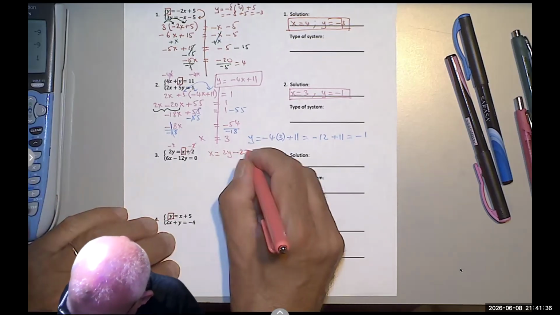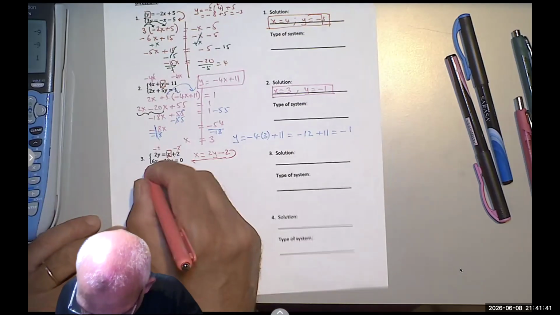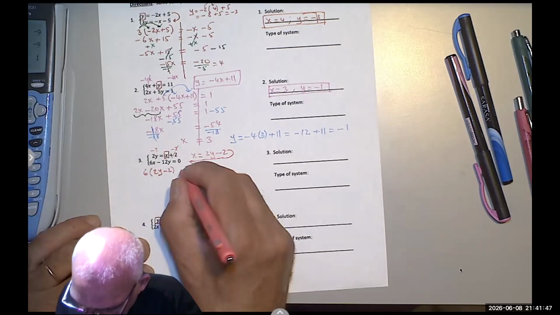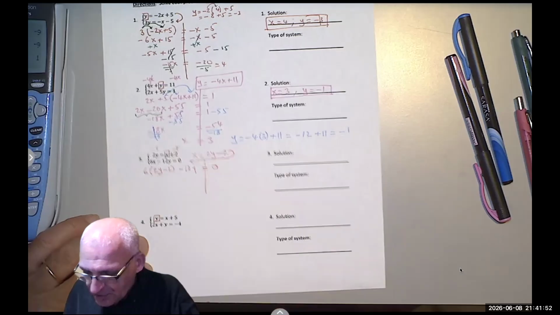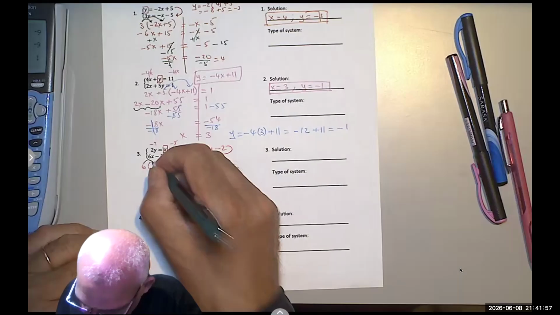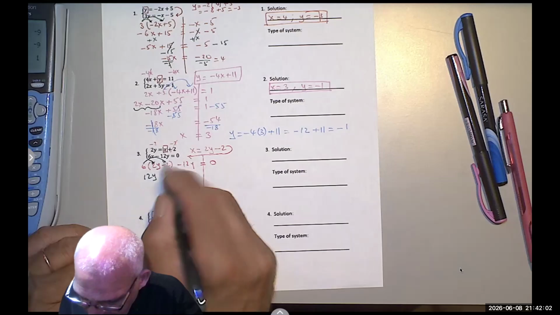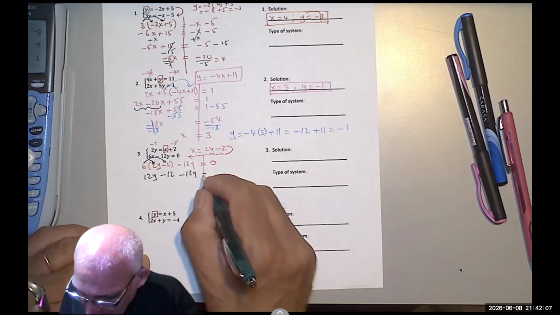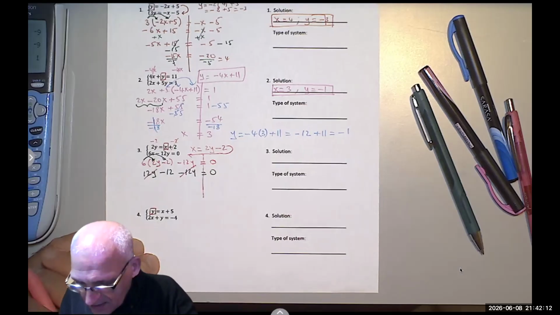Then I'm going to use that and substitute in the second equation. 6x, no, it's 6 times 2y minus 2 minus 12y equals 0. Here we are going to see something interesting. I'm going to distribute the 6. 6 times 2 is 12y. 6 times negative 2 is negative 12. Minus 12y equals 0. Oh, 12y minus 12y is 0.